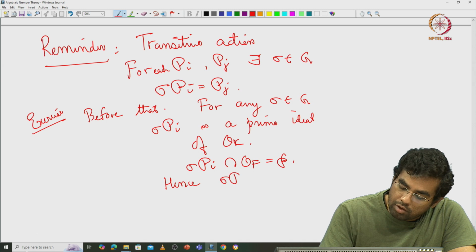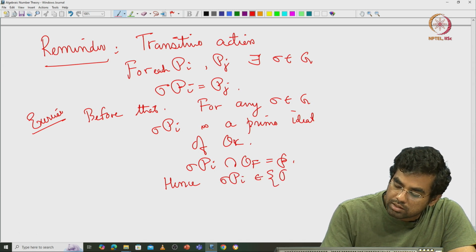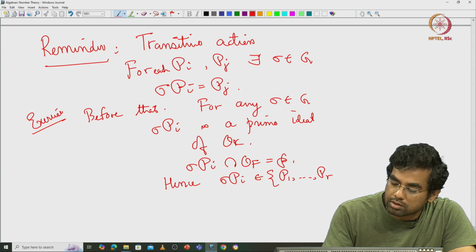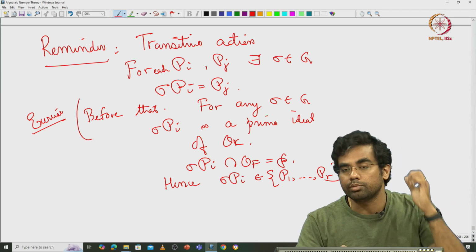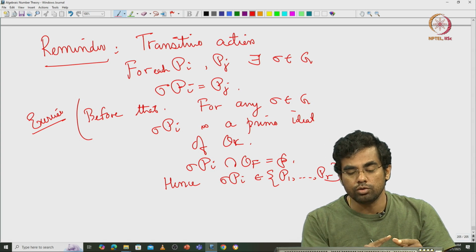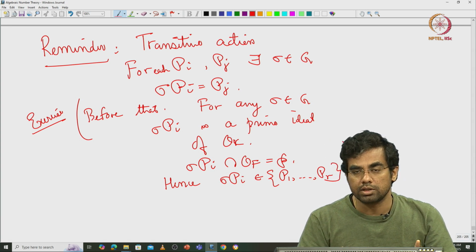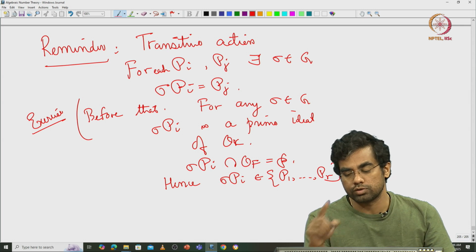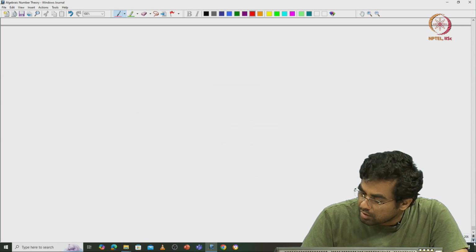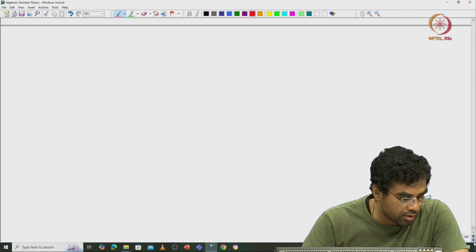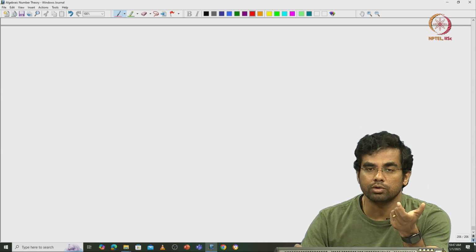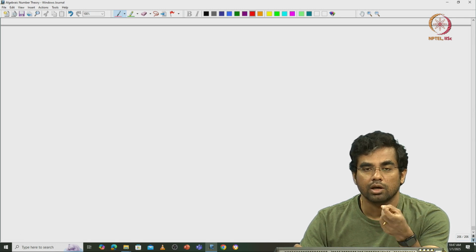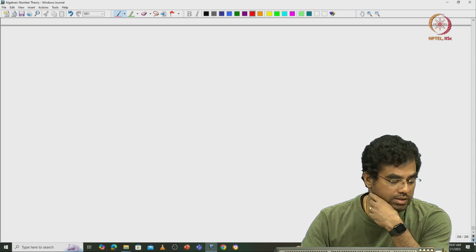Hence, sigma of Pi is contained in this set P1 up to Pr. Up to this is your exercise, and transitive action simply means that for any two elements in the set, there exists a group element which takes one to the other. This is somewhat tricky in the sense that you can't just start with a pair Pi and Pj and then construct an element in G. Instead, you have to do something slightly different.